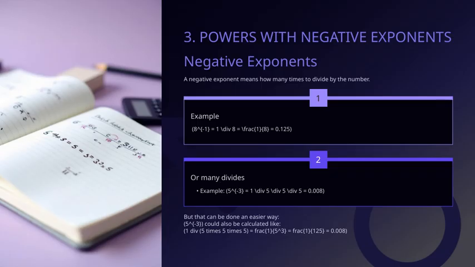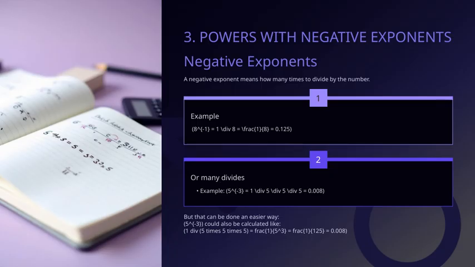Now, if you see something like 5 to the power of -3, it means we divide 1 by 5 3 times. So, it's 1 divided by 5, then divided again by 5, and once more by 5. This process is the same as dividing 1 by 5 cubed, which is 125. Therefore, 5 to the -3 equals 1 over 125, or 0.008.